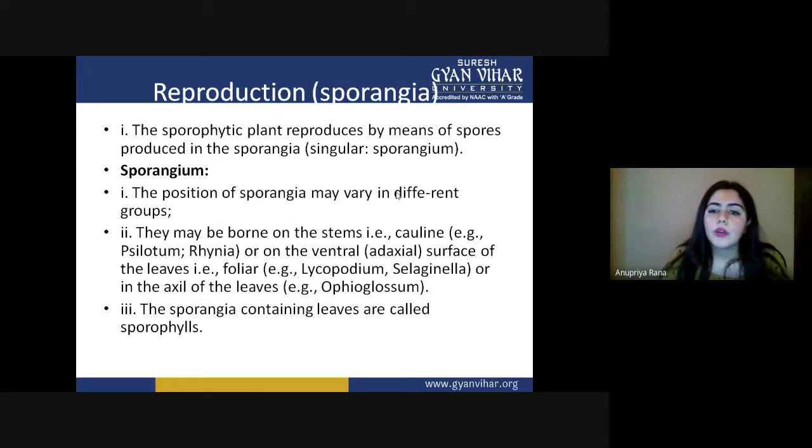So they may be born on the stem. This reproductive unit, the sporangia, can be born on the stems, as in Psilotum and Rhynia. Rhynia is even a fossil plant, but still it belongs to the pteridophytes. Or they may be on the ventral surface, meaning the adaxial surface, opposite to the abaxial surface of the leaf. Ventral and adaxial have the same meaning.